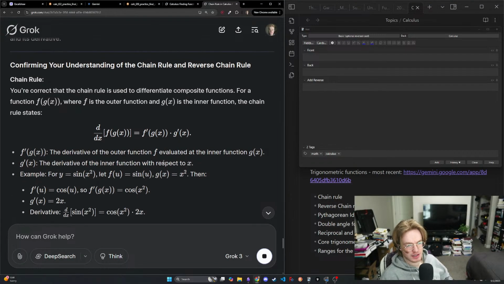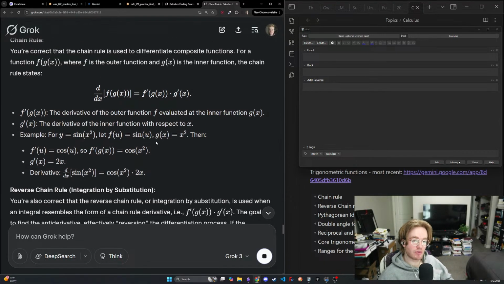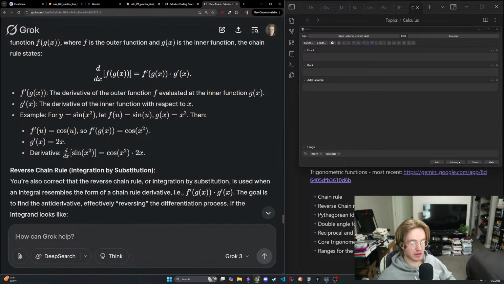Okay, I'm correct that the chain rule is used to differentiate composite functions, for a function f of g of x, where f is the outer function and g of x is the inner function. The chain rule states that the derivative of this is f prime of g of x times g prime of x. F prime of g of x is the derivative of the outer function evaluated at the inner function, g of x. G prime of x is the derivative of the inner function with respect to x.